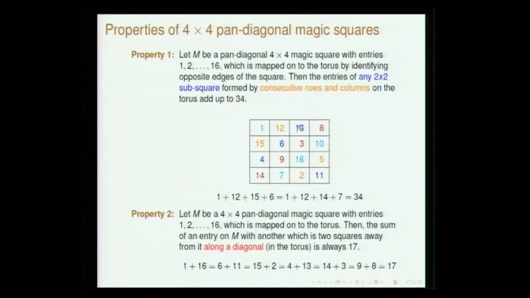If you go here, it will get mapped to 4 here. So this will be 17. If you look here, you have to go here, so this will get mapped here. So 4 plus 13 is 17. So these alternate elements across the diagonal sum up to S by 2. This is the next property.